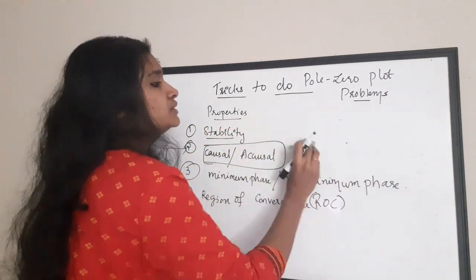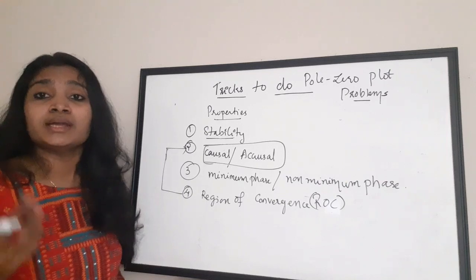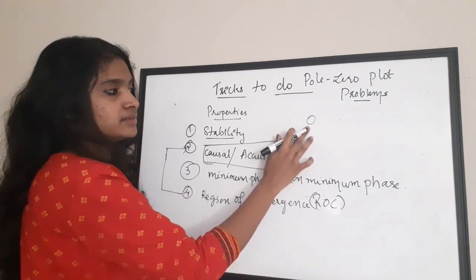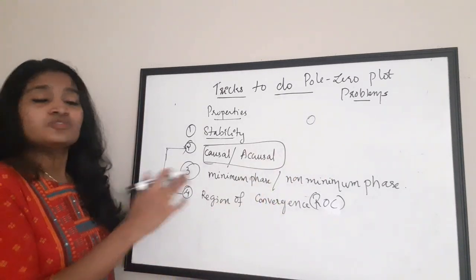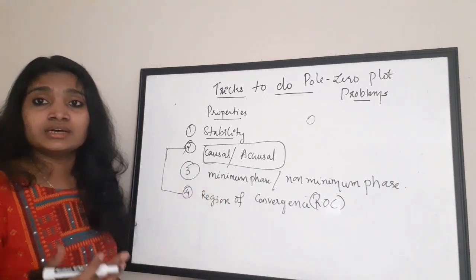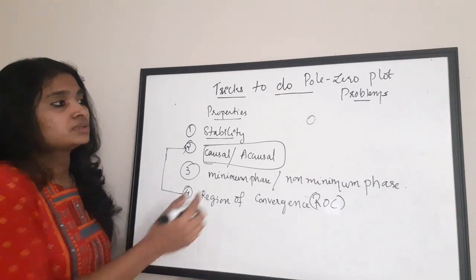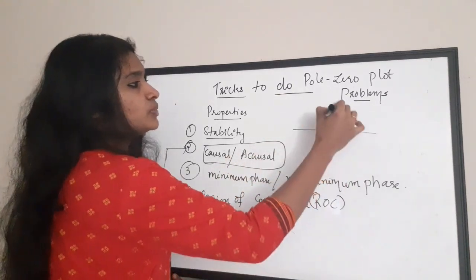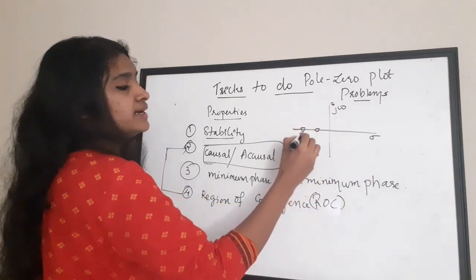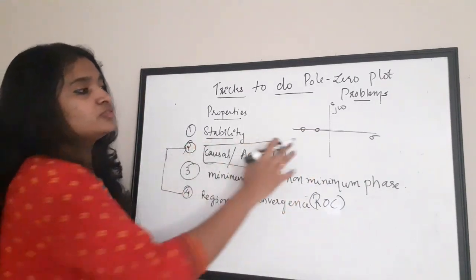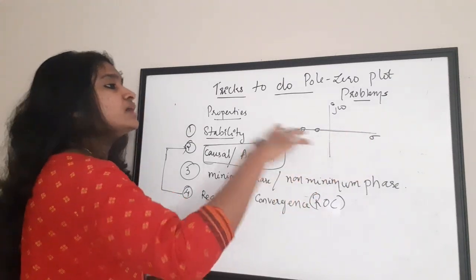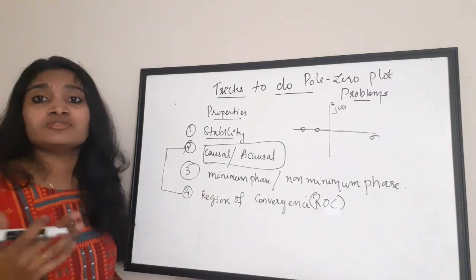This minimum phase property is determined with the help of your zeros. The zeros, as I said, are denoted like this. So in the pole zero plot, if all the zeros are on the left side, and the zeros are lying on the left side, then the system is minimum phase. And if the zeros are lying on the positive side, or the right half of the plane, then it is called a non-minimum phase system.